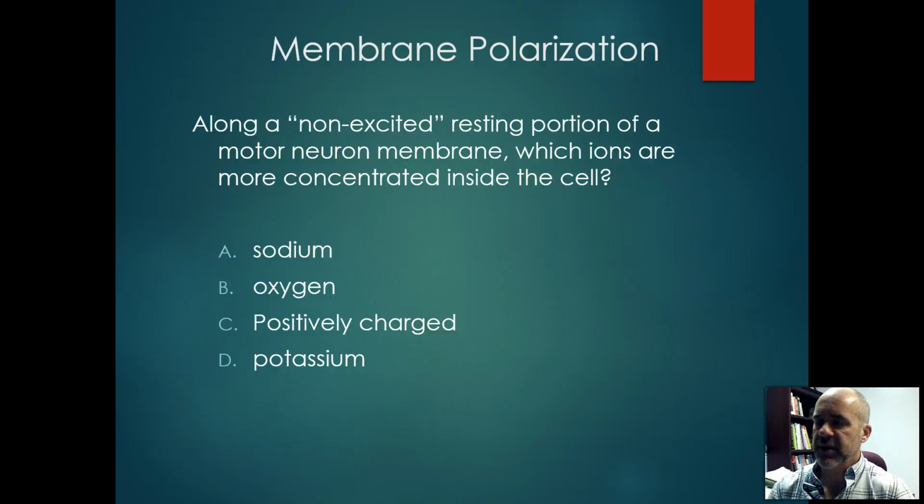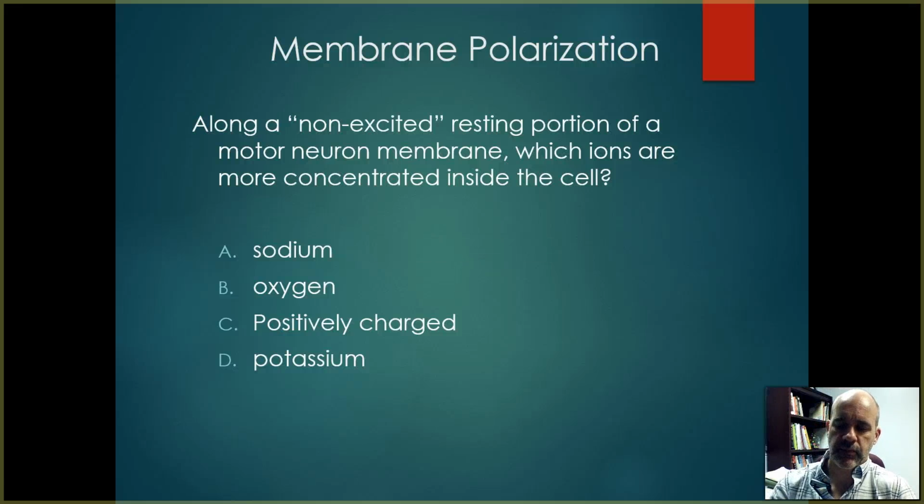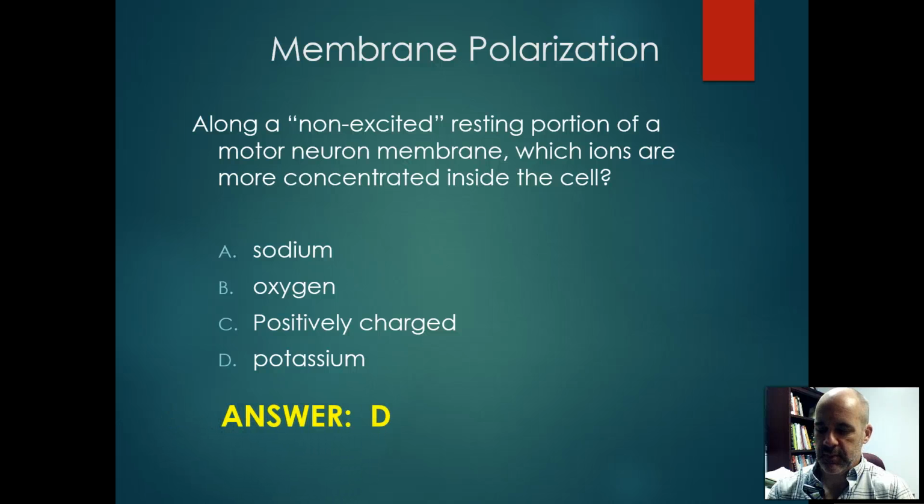All right, so a few questions about all this membrane potential and action potential gobbledygook that we've been talking about. Let's try this one. Along a non-excited resting portion of a motor neuron membrane, which ions are more concentrated inside the cell? All right, and hopefully you're thinking potassium, abbreviated with a K and a positive charge. Which one is more concentrated outside the cell? Hopefully you're thinking sodium.